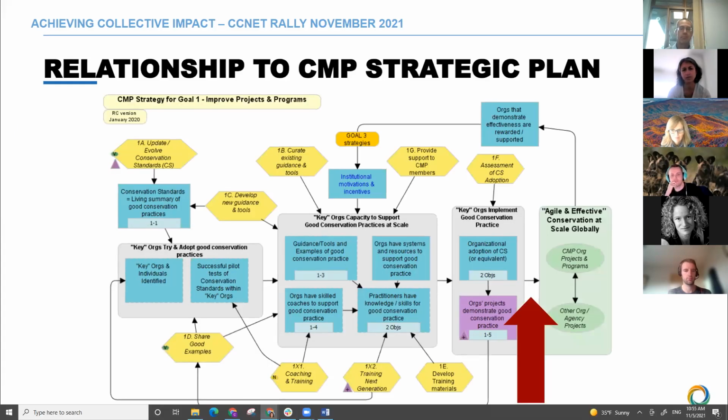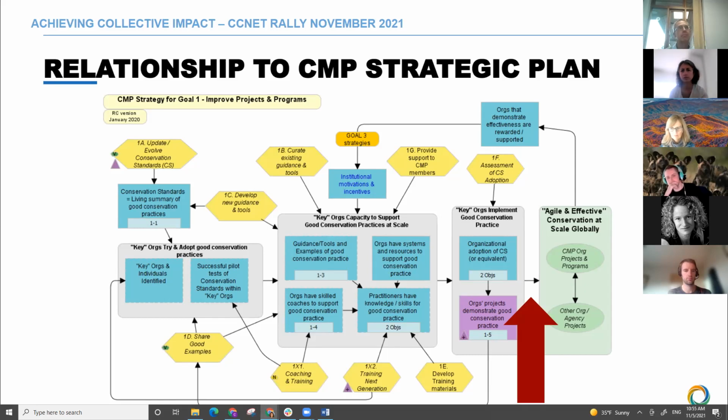So our initiative fits into CMP's strategy for goal 1. Essentially, we're testing that assumption that if organizations adopt a practice like the conservation standards, then it'll lead to more agile and effective conservation in the long term. So essentially, we're testing that assumption.